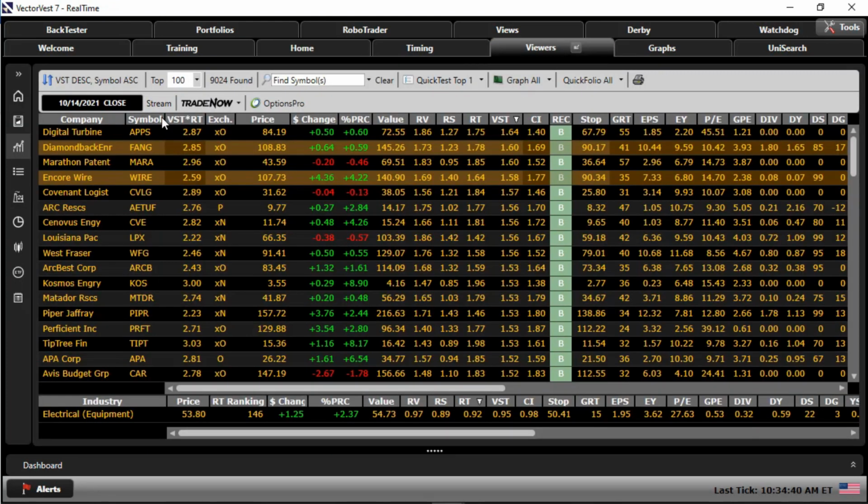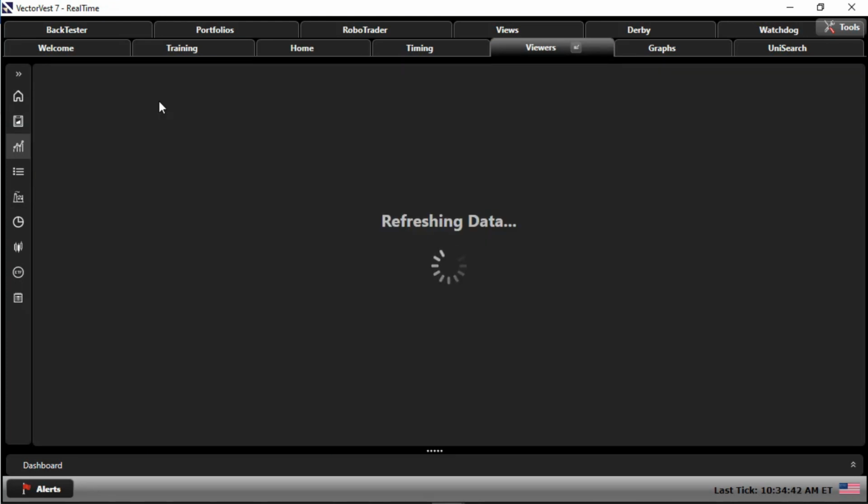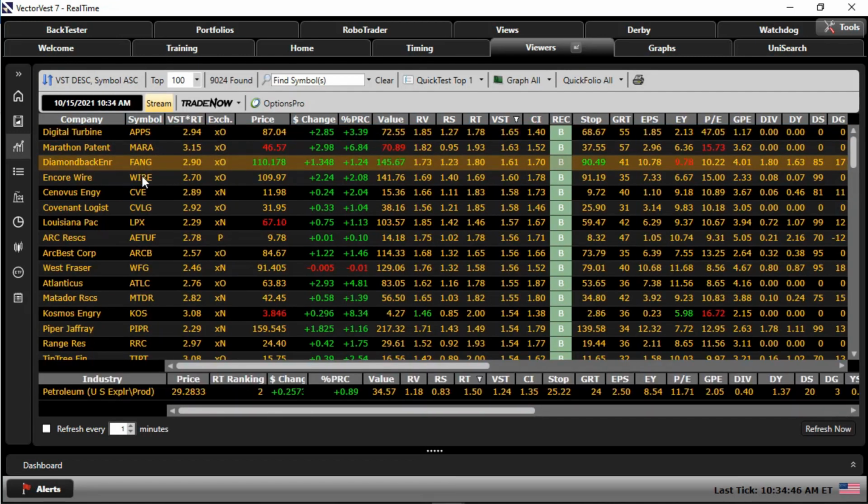Are the 2 stocks that we found yesterday, as of last night's close, also going up today? If I click on Stream here, that'll just give us real-time data. Remember, FANG and Wire are the 2 stocks that we like the best. You can pick any of these top VST stocks, folks. I landed on FANG and Wire because they both had very good fundamentals. They were both in very good uptrends, and they were both undervalued. Are they both going up today? The answer is yes. FANG's up 1.25%, Wire's up a little over 2%.